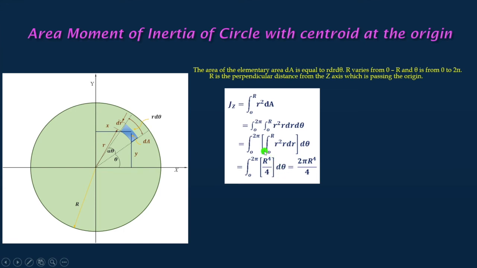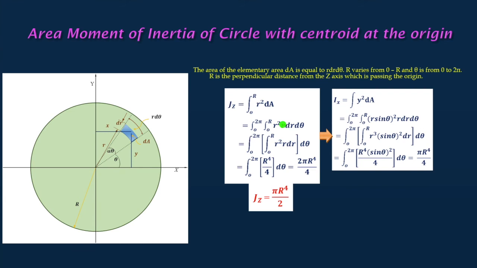And again, differentiate with respect to theta, 0 to 2 pi limit, so 2 pi r to the power 4 by 4. This is the polar moment of inertia, as it is about the axis perpendicular to the plane of the area. So this area moment of inertia is called polar moment of inertia, and that's why it is denoted by J, whereas area moment of inertia is denoted by I. So Jz equals pi r to the power 4 by 2 after simplification of these terms.